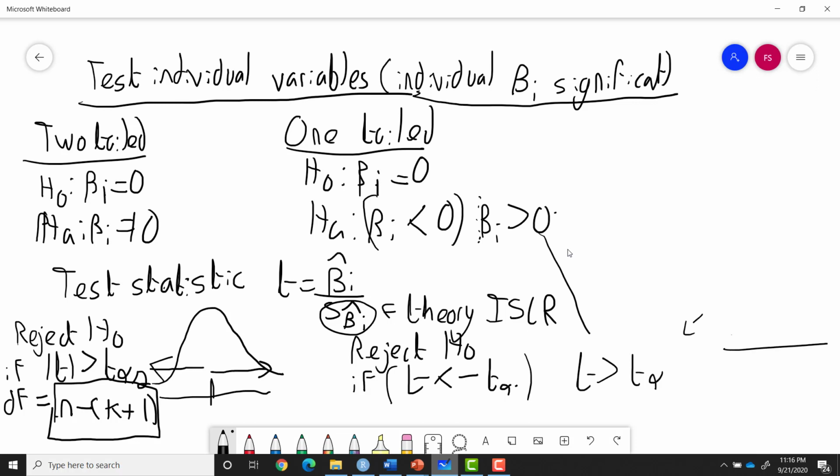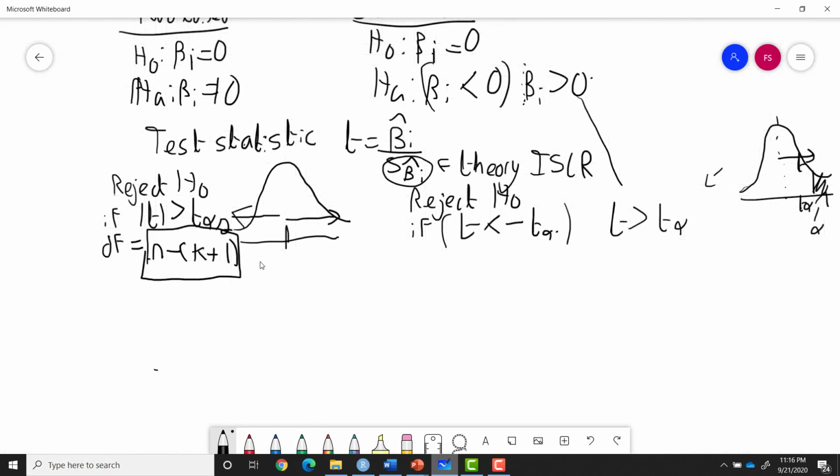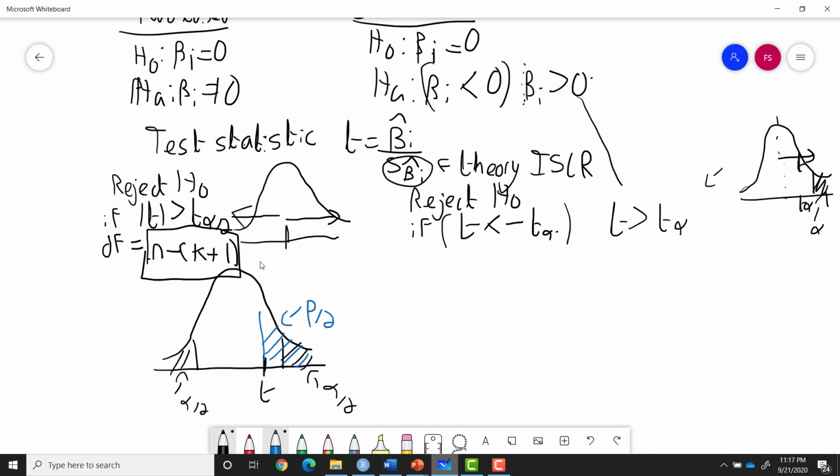So again, say we have a one-tailed test with alpha over here, and we reject when our t gets past the t alpha. Now, interestingly enough, the p-values are exactly the same as the standard t-test. So let's go back to the two-tailed this time. We have our alpha over 2, alpha over 2. Imagine we had a t here. This would be the p-value over 2, and this would be the p-value over 2. Or if we had a t here, this would be the p-value. And we also reject H0 if p is less than alpha.